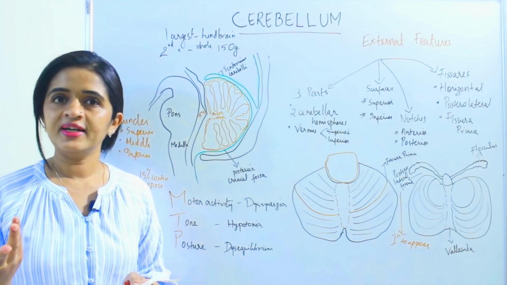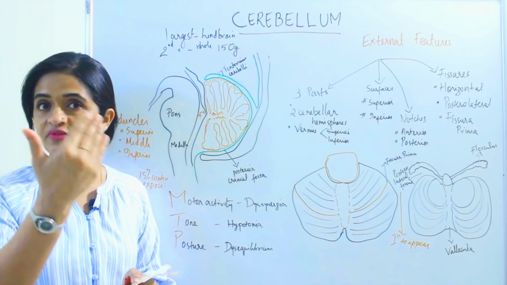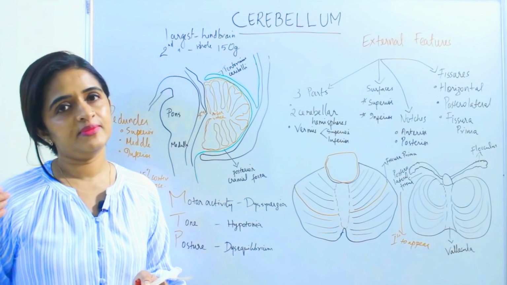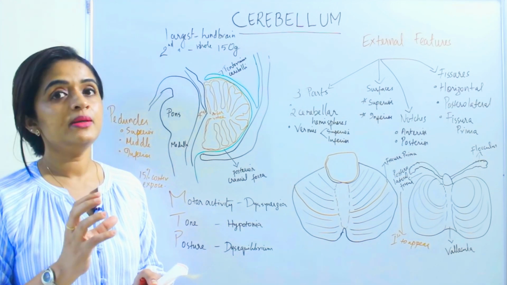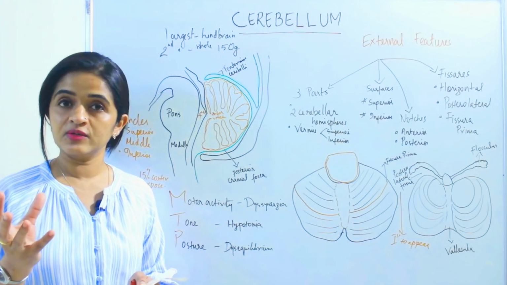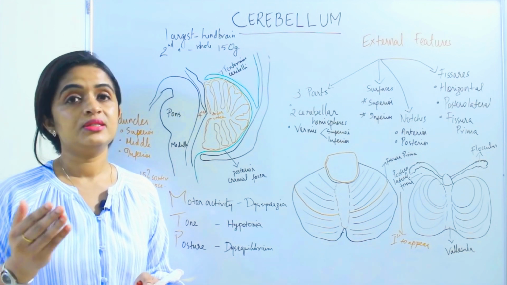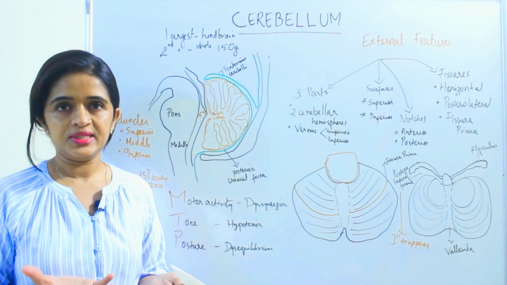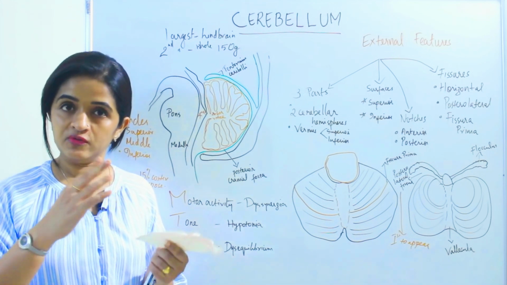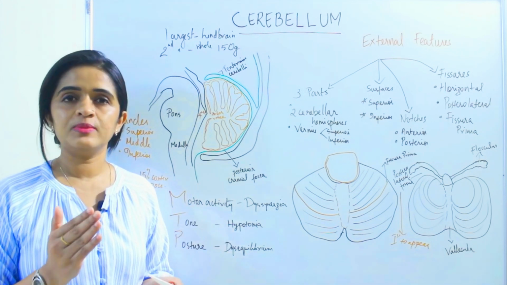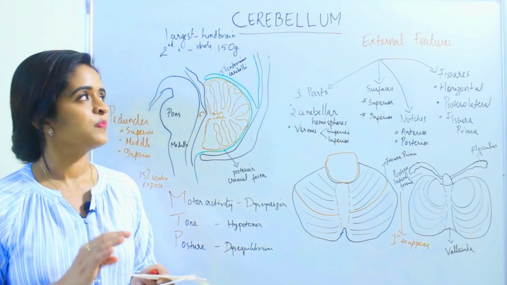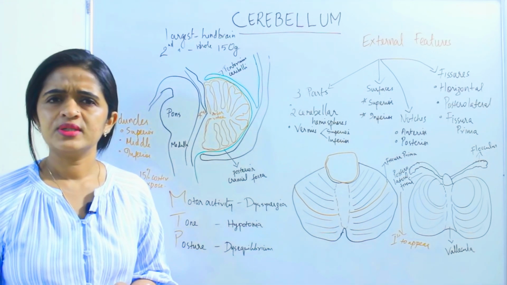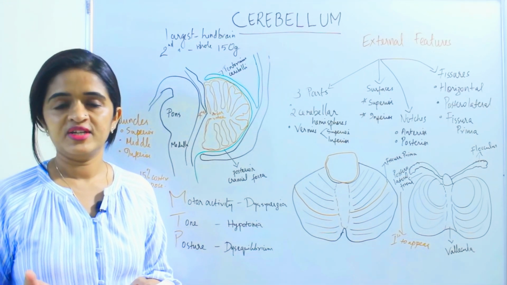And we know that inside the cranial cavity we have the forebrain, the midbrain and the hindbrain. So the cerebellum is considered the largest part of the hindbrain, and it is the second largest part if you consider the entire brain itself. So second largest part of the whole brain and the largest part of the hindbrain. And what about the weight of the cerebellum? It is just roughly 150 grams.